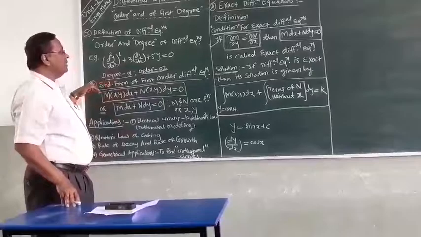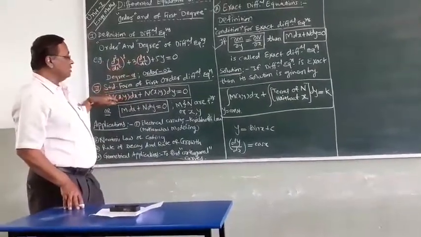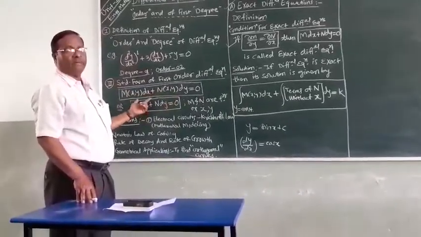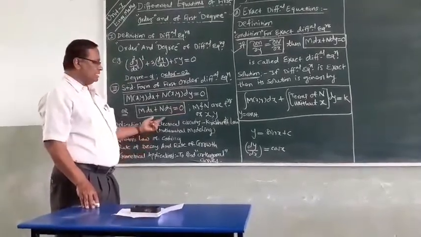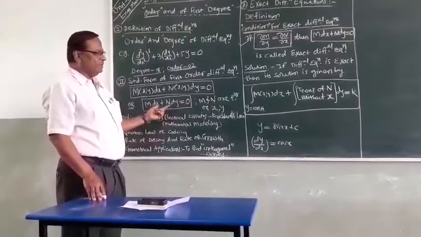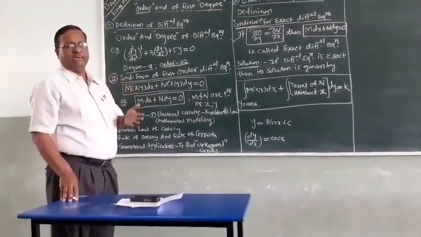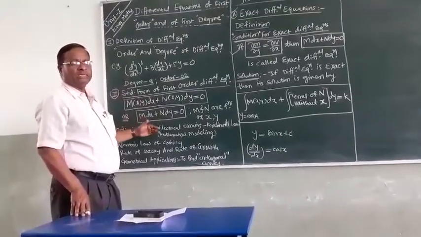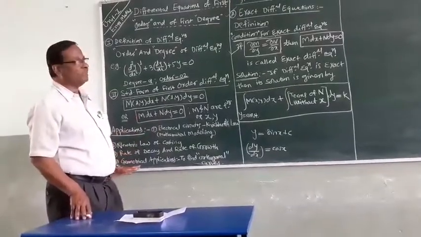Now we have first defined the standard form of a first order differential equation. It is M(x,y) dx plus N(x,y) dy equal to 0, or in short, we can write M dx plus N dy equal to 0. We have to remember this form because M is always the coefficient of dx and N is always the coefficient of dy while solving this type of differential equation. In short, we have seen the various types of applications.